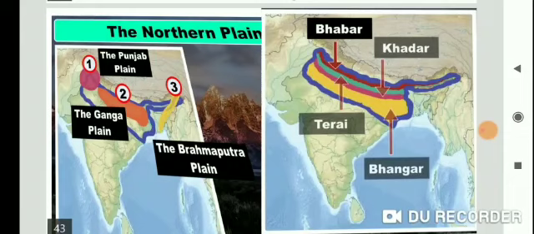Yes, see the picture map. Third is the Brahmaputra plain, and it is the eastern part of the plain, and it extends from Assam to Bangladesh. Clear? This is the state for Assam to Bangladesh.